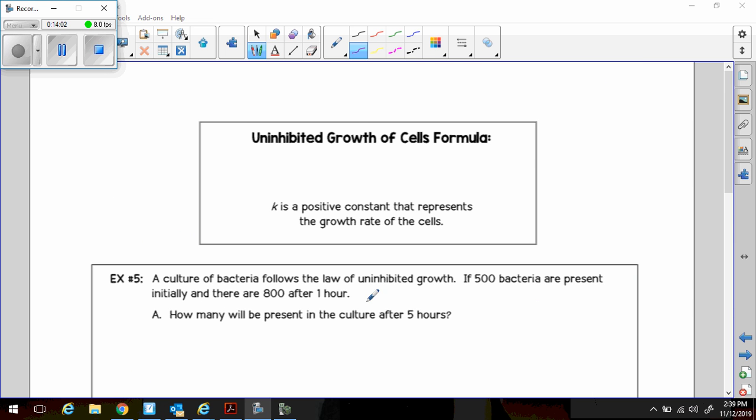Go ahead and flip your paper over. This is an uninhibited growth of cell formula. This is also the continuous interest formula. It's the same formula. So for growth, A of t equals my principal, or my initial, which is A sub 0, times e. E is not a variable, it's a number, to the rate times time, or k times t. It's the same formula. We're going to use this often for interest also. So k is greater than 0. K has to be greater than 0, then we're growing.